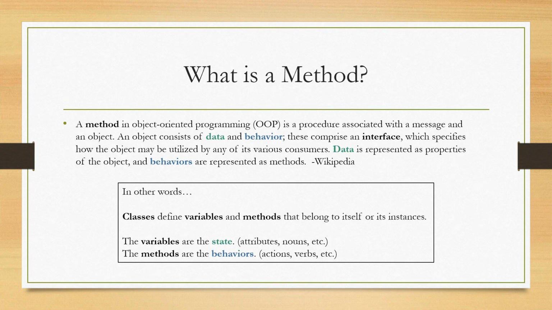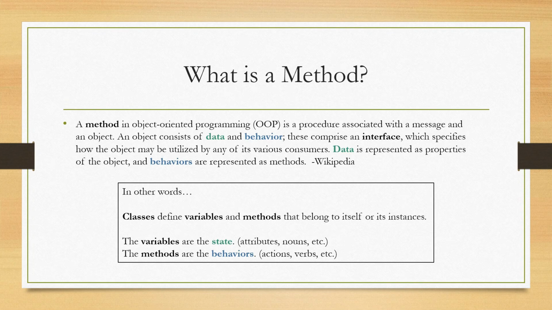The next line is an object consists of data and behavior. You can see there they're saying with behavior, we're telling the object we want it to do something. And these comprise an interface, which specifies how the object may be utilized by any of its various consumers. We've talked about this concept of an interface before, especially with the microwave example. A complex object with a lot of complex stuff happening on the inside, but a very simple public interface, like the buttons on the front, allows people to use it easily, even though it's complex and they wouldn't be able to understand how it works internally. They can use it from the outside quite simply with a simple interface.